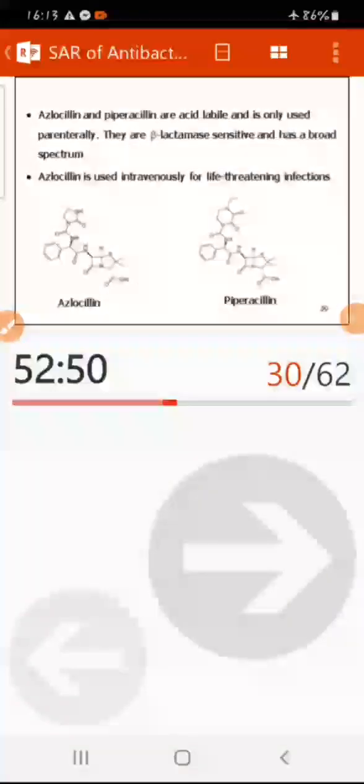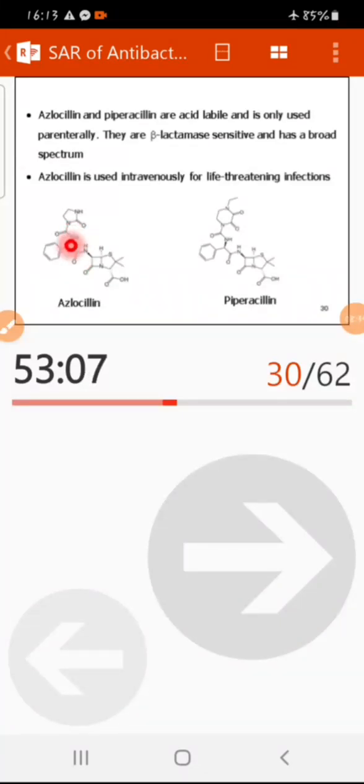The others, azlocillin and piperacillin. These are very important compounds also, with extended spectra. They are broad spectra. Therefore, in the structure of azlocillin, here we have nitrogen on the alpha carbon. Nitrogen, carbon, oxygen, nitrogen.